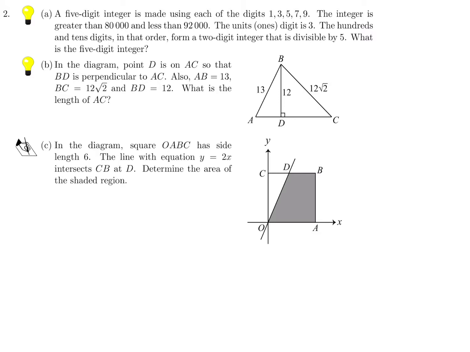A 5-digit integer is made up using each of the digits 1, 3, 5, 7, 9. The integer is greater than 80,000 and less than 92,000. The ones digit is 3, the hundreds and tens digit in that order form a 2-digit integer that is divisible by 5. What is the 5-digit integer?